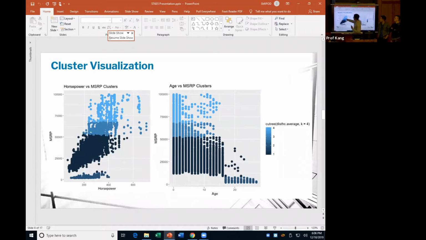So one cluster is above $70,000. The second cluster is between $50,000 and $70,000. The third cluster is lower than $50,000, and the last one is lower than $10,000. Also, the same with the age versus MSRP clusters. We see that if a car is older than around 16 years old, then its price will drop down to around $10,000.